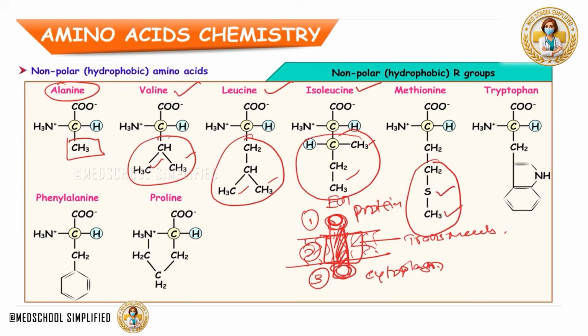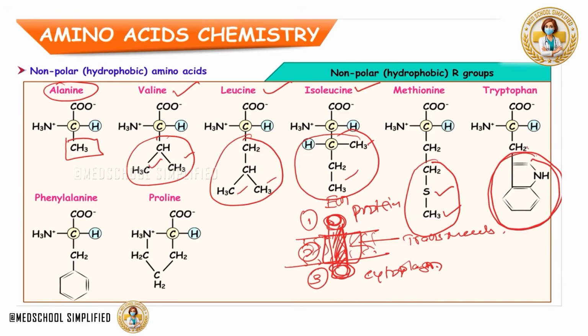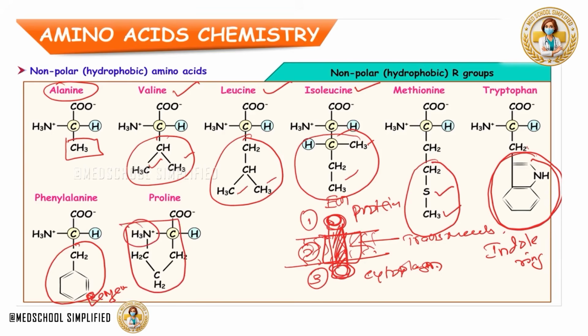And then tryptophan. Tryptophan has an indole ring. I am circling the group there. This is the indole ring, which is hydrophobic. Phenylalanine: look at the side chain. It has a benzene ring, which is hydrophobic. And then proline. Proline has a side chain which is interacting with the primary amino group. In fact, proline doesn't have a free primary amino group, so it is quite different from any other amino acid.